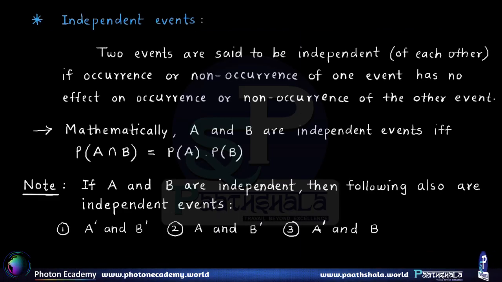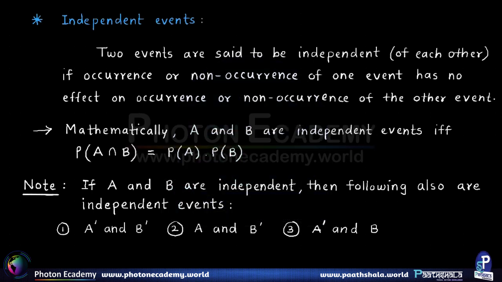Let us see the independent events now. Two events are said to be independent of each other if occurrence or non-occurrence of one event has no effect on occurrence or non-occurrence of the other event. So that means literally the two events do not have any impact on each other. They are called independent events.